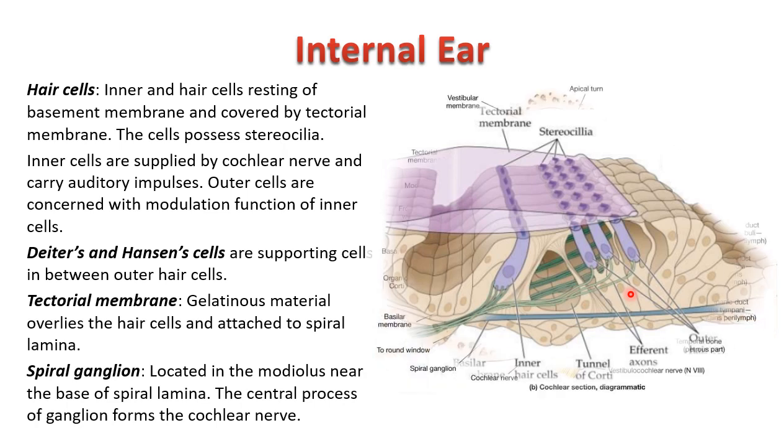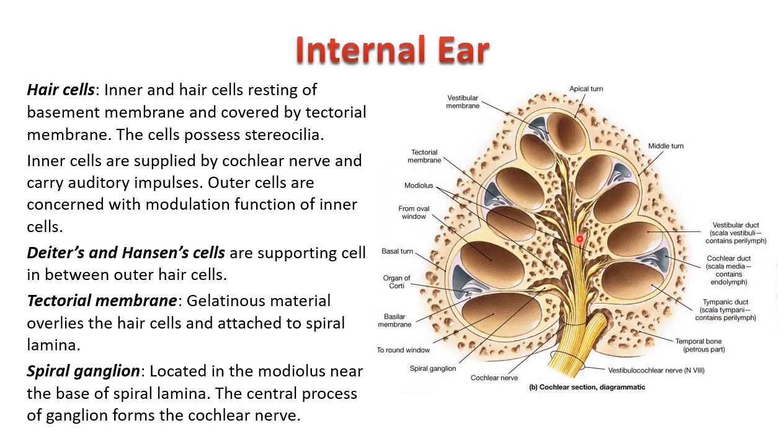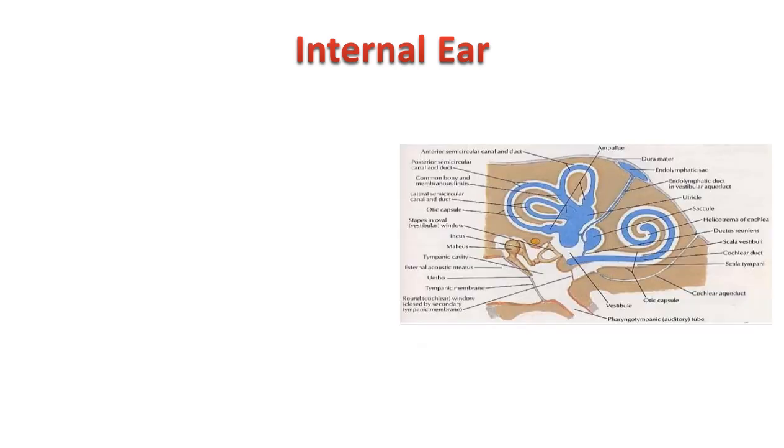So the spiral ganglion is actually located in the modiolus. You are able to see that. And from there, the central process starts as the cochlear nerve, whereas the peripheral process has connections with the inner and outer hair cells.